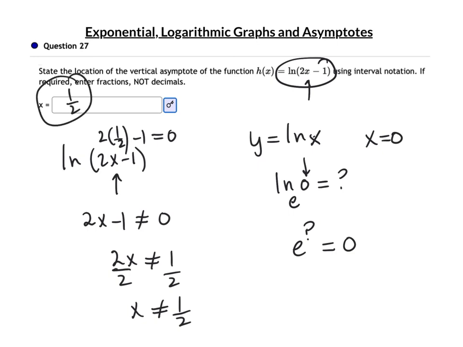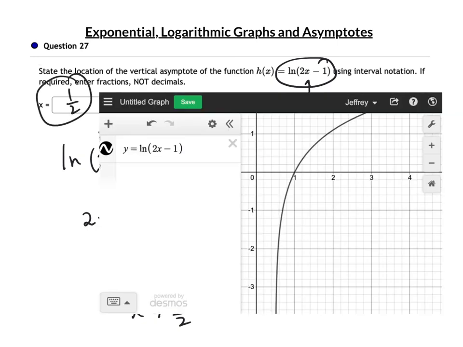Let's look at the graph. Here's the graph of the natural log of 2x minus 1, like in our question. Notice how here's 1/2, right between 0 and 1. The asymptote is x equals 1/2.